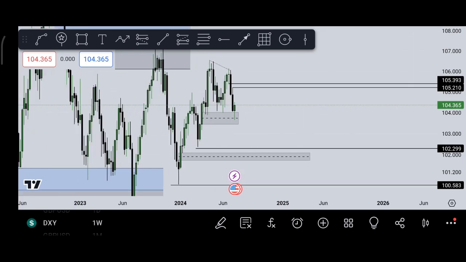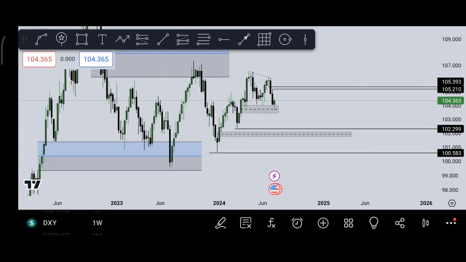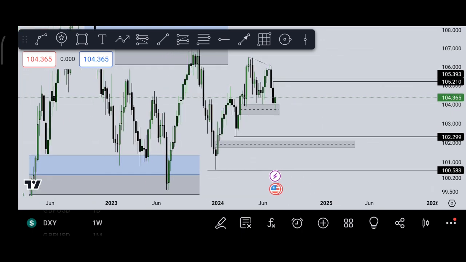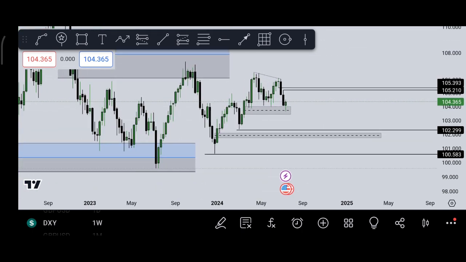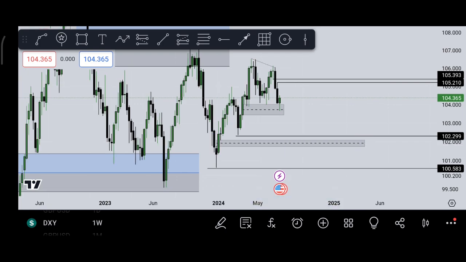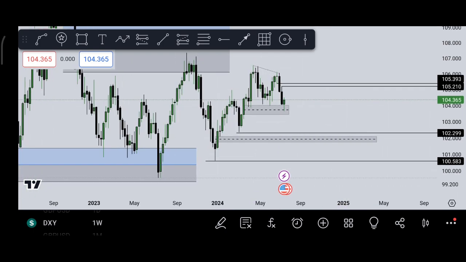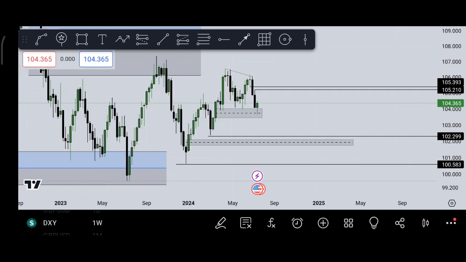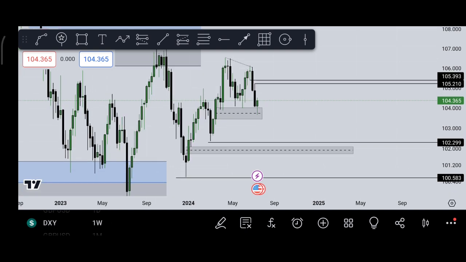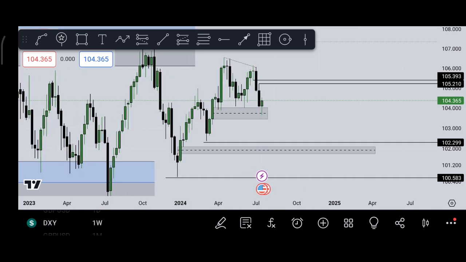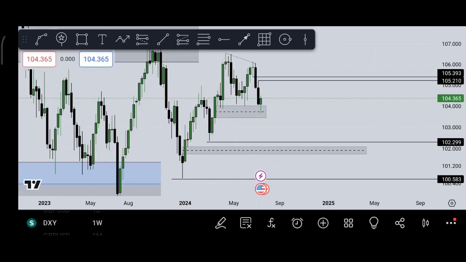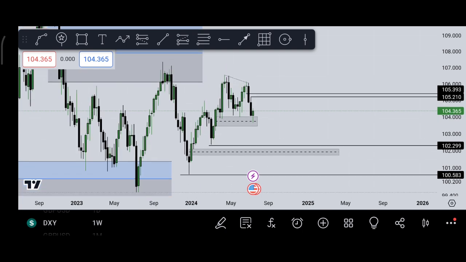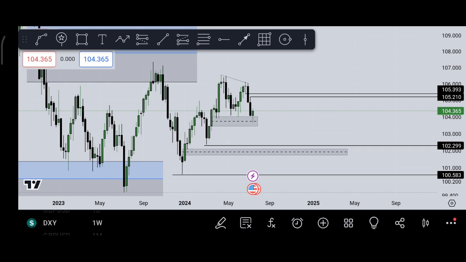So now we know that DXY is bearish on the long term. You might take a few buys on retracement, but it's advisable to go bearish because it's bearish on the long term. On other pairs that have USD, we will be looking to short USD pairs and buy pairs where USD is the quote currency, looking to go long on them. That's what we see from monthly down to weekly. See how everything is correlating.